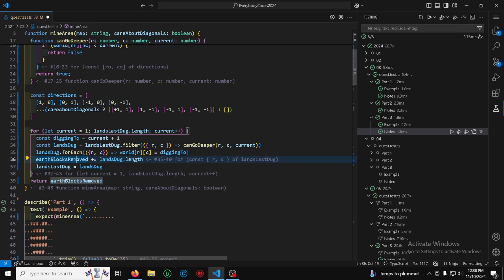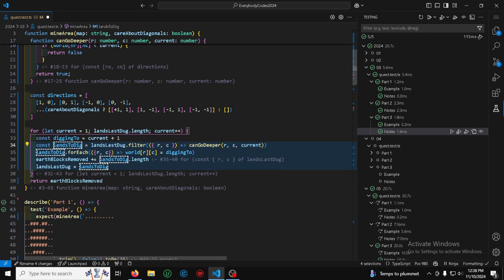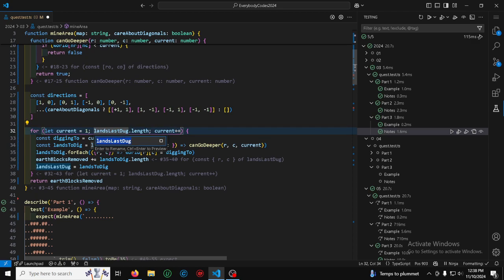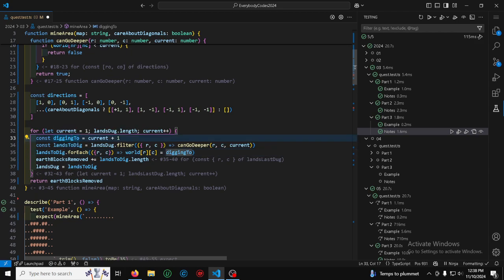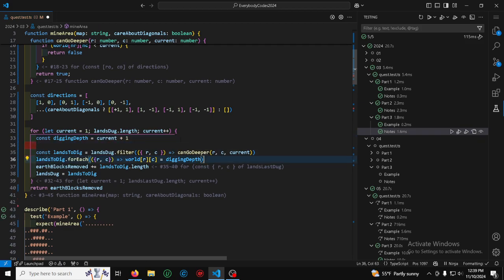I think this is more readable because it's saying, hey, landsDug. Like, these are the lands that we want to dig. There we go. And then this one can go back to being landsDug, past tense. So we go through all the lands we dug and we're like, hey, can we go deeper on any of these lands? If so, then the lands to dig, for each of them, would dig. Digging depth. There we go. I don't know if this variable's really giving me much. I mean, yes, there's some optimization, but it's making noise.